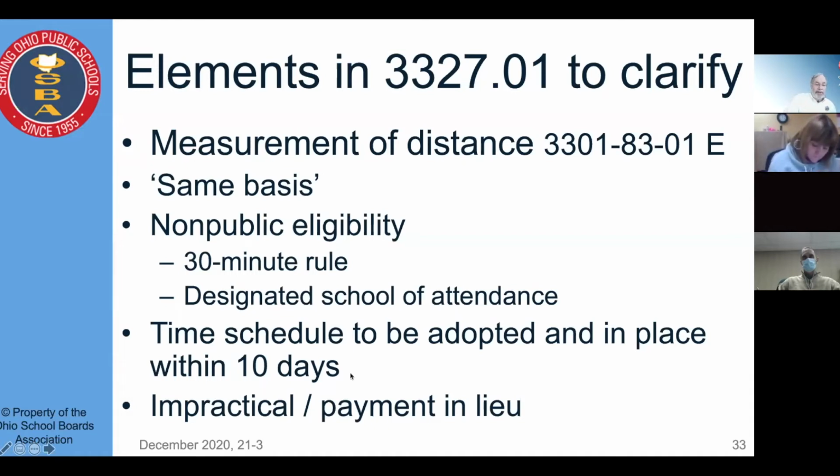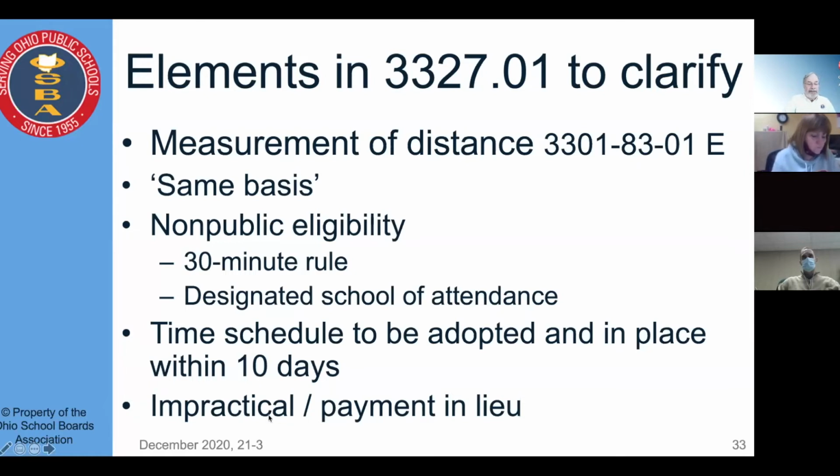3327.01 also requires you to have a time schedule adopted and in place within 10 days. So read that as you have to have a routing schedule. That routing schedule has to include the stops, the time at the stop. It's not acceptable in the eyes of either the revised code or the administrative code to simply send a letter out to the parent saying, well, the bus leaves the barn at 7 o'clock and it goes down Main Street, turns left on this, turns right on that, and gets back to school. So just watch for it. That's not considered an acceptable time schedule or an accepted bus route.